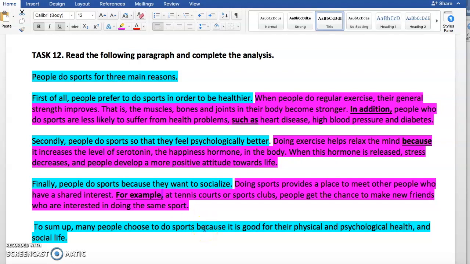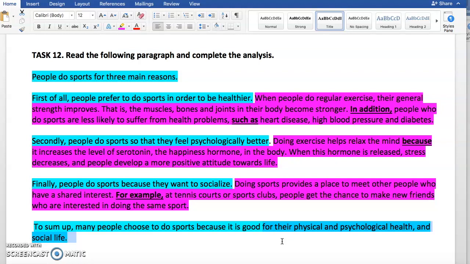And how about the summary sentence? To sum up, many people choose to do sports because it is good for their physical and psychological health and social life. This is important, guys, because if you have a summary sentence as your conclusion sentence, when you mention one of the majors, you have to mention all the majors. So let's remember, people prefer to do sports in order to be healthier. They feel psychologically better. They want to socialize. So as you see here, the writer mentioned all three majors in the summary sentence.